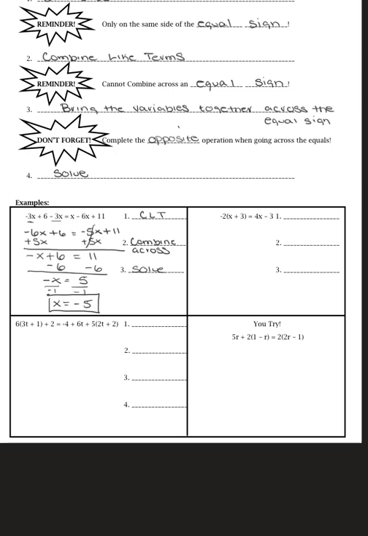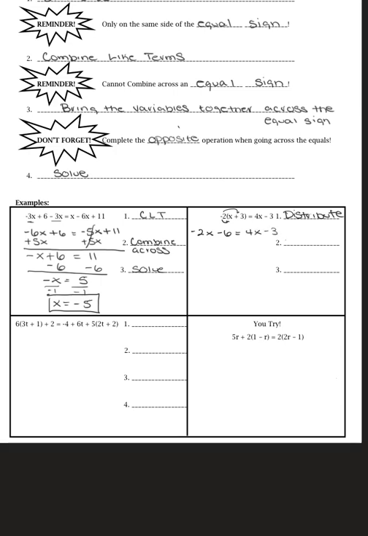All right, now let's take a look at the second example. I have negative 2 times x plus 3 equals 4x minus 3. So the first thing I'm going to do is distribute my negative 2. So we're going to write down distribute. We're going to distribute my negative 2 to everything inside of the parentheses. So then I get negative 2x minus 6 equals 4x minus 3.